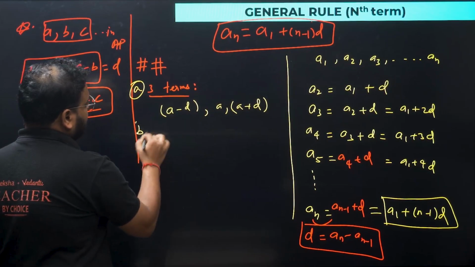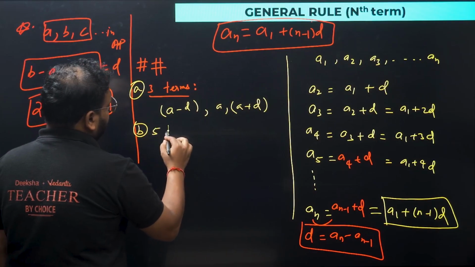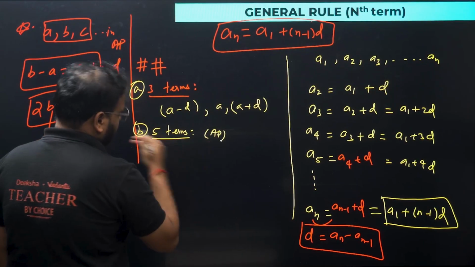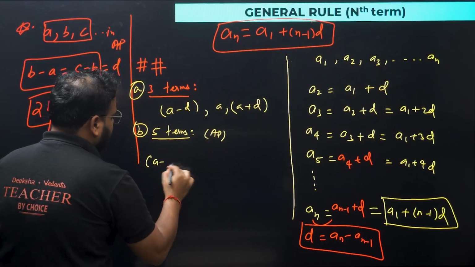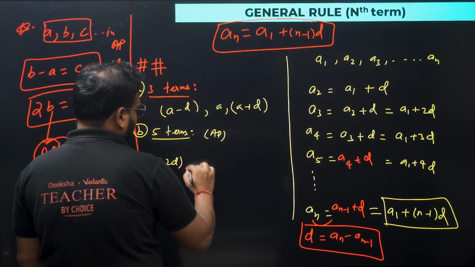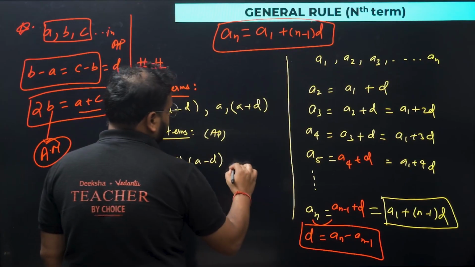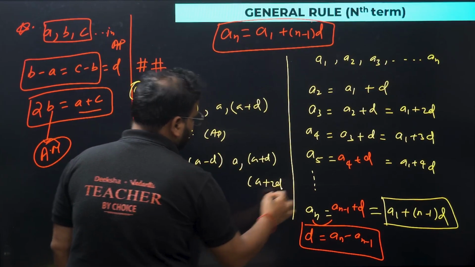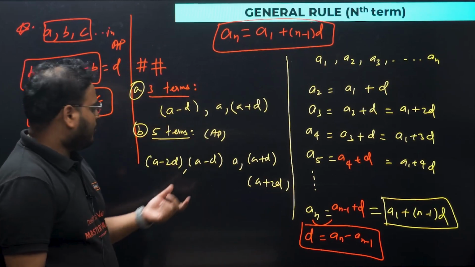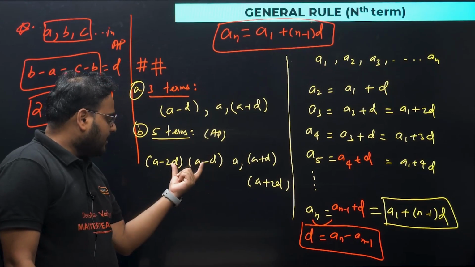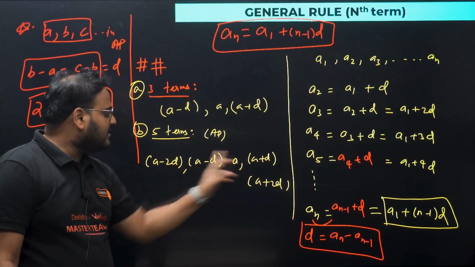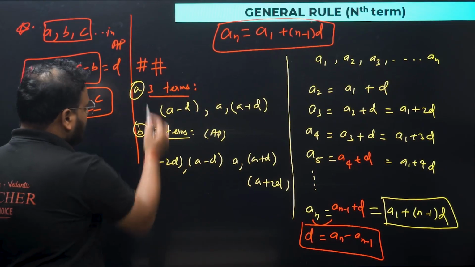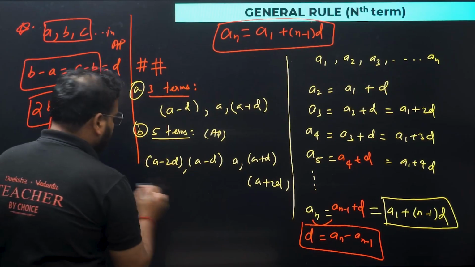Second one, what if you have 5 terms, the most common one? 5 terms in AP. You're going to start with this: a minus 2d, a minus d, a, a plus d, and a plus 2d. Please check over here, these two. If you add all the 5 terms, the d and d will cancel, this 2d and this 2d will cancel. You'll have only 5a left. The most commonly used are 3 and 5 terms, but we also have one for 4 terms.